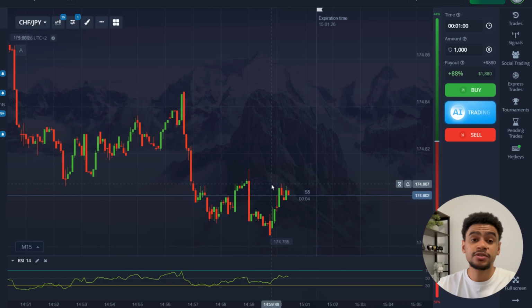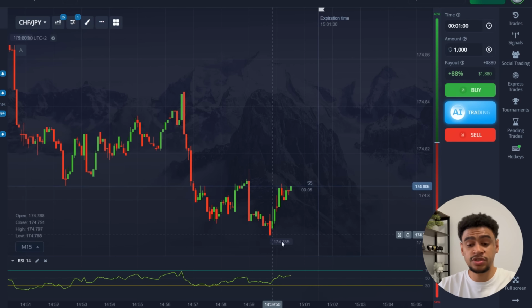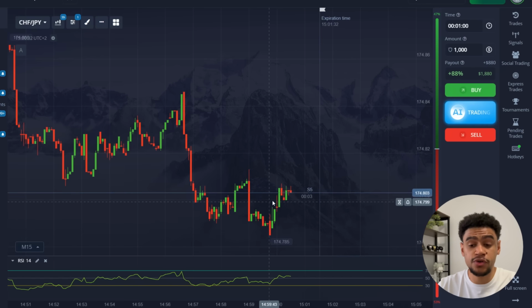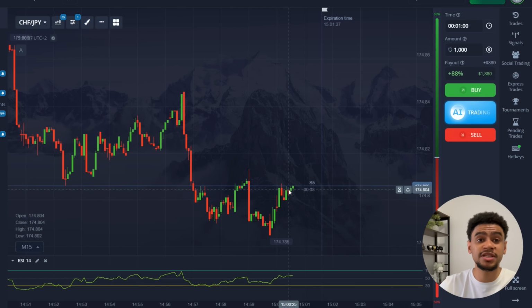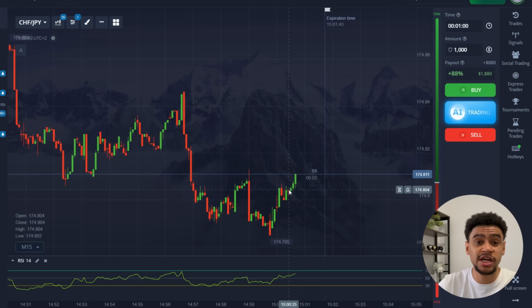Now, not every single time when the price of the asset goes into overbought or oversold condition are you going to see a reversal. However, this is a pretty good sign that probably the asset is overvalued or undervalued, which means that there is probably going to be a correction or a reversal.